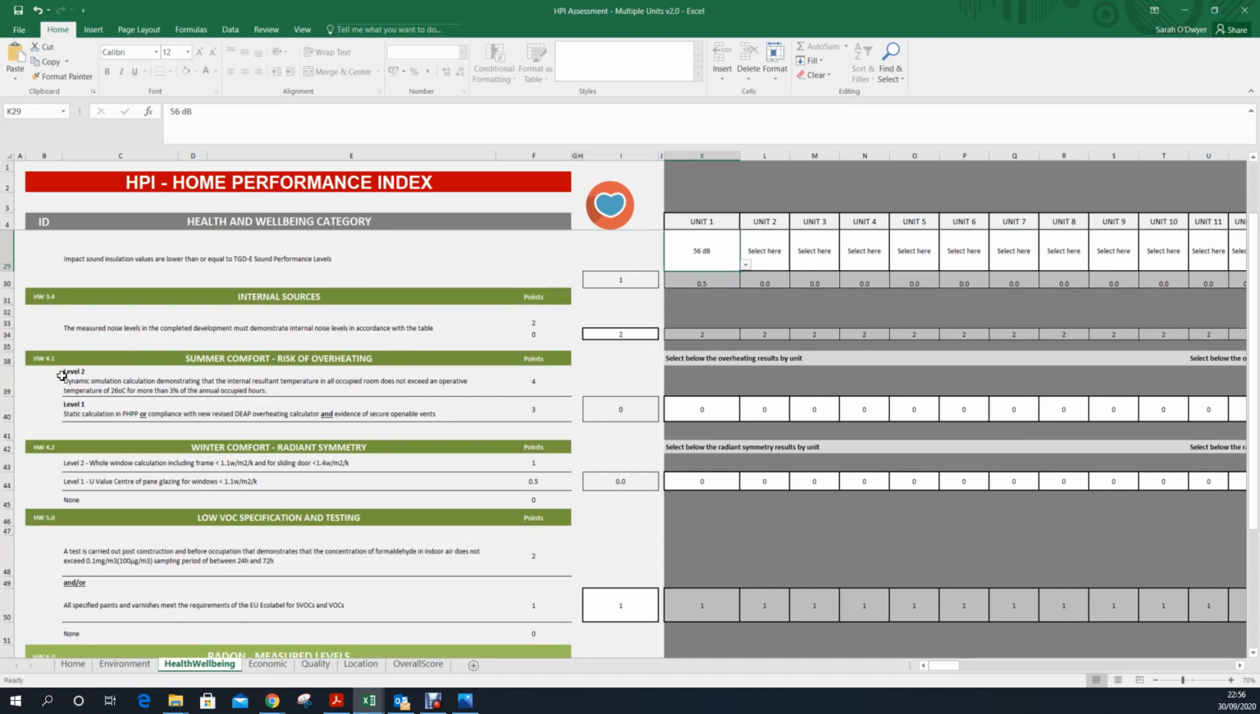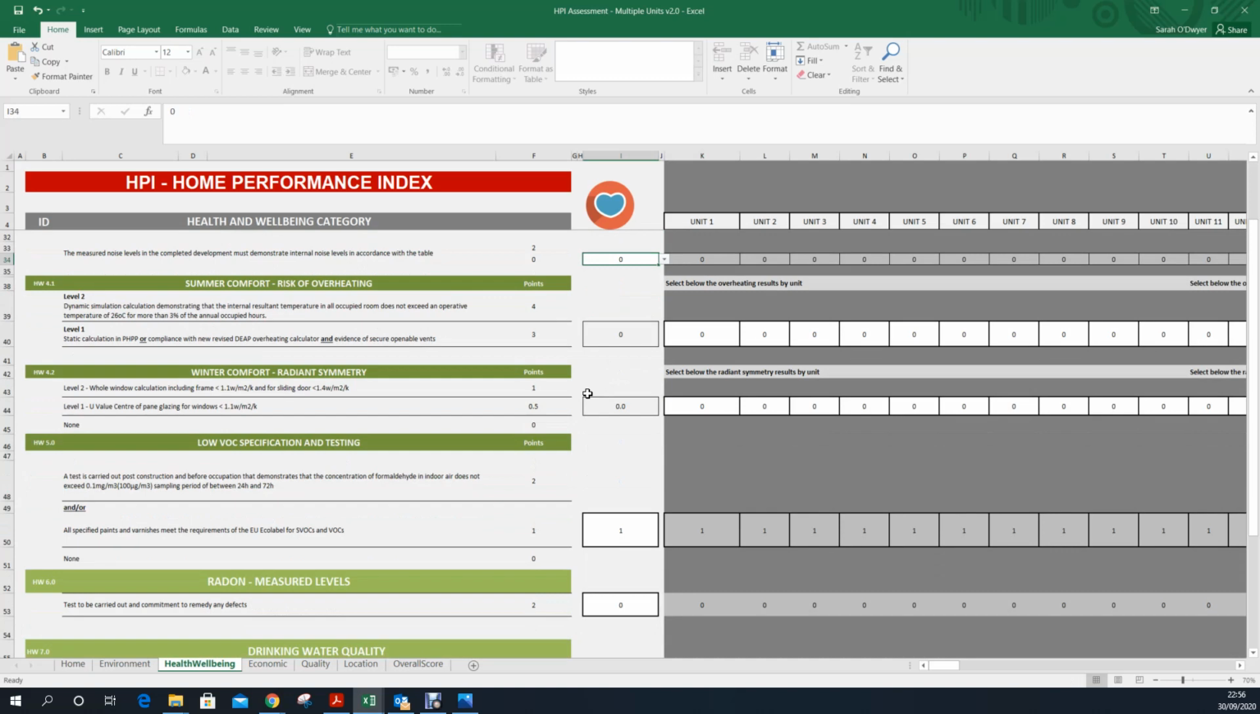When it comes to the internal sources of noise, again, they're just in accordance with the table given, and that's across the board. So whether you think you'd make those or not, you can put in there.